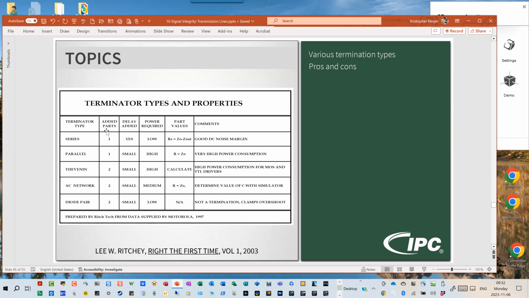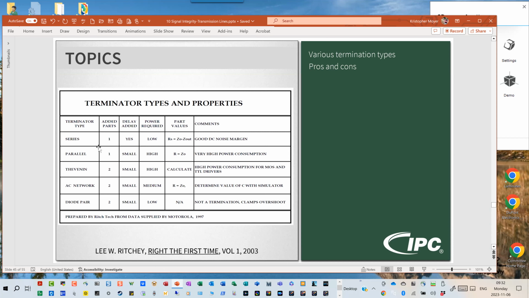So series termination, only one part is added. The one downside is it does add a little bit of delay. So if you're struggling with timing and you need extremely fast, say like DDR4, DDR5 type of memory, series termination does add a little bit, because we are now adding some additional R with the C. We now have an RC time constant with our transmission line. We do have a slight delay added. However, the nice thing is it has very low power requirement, and it's got good DC noise margin right here.